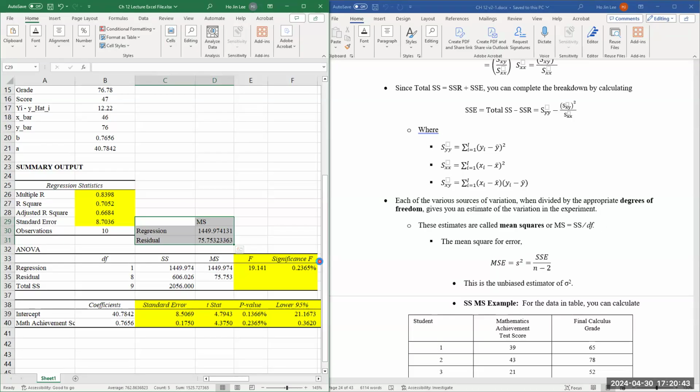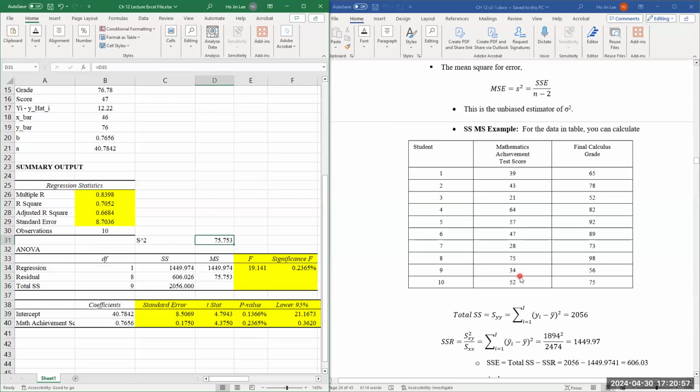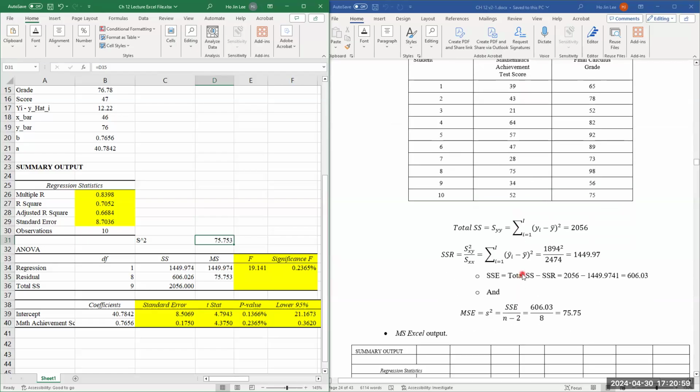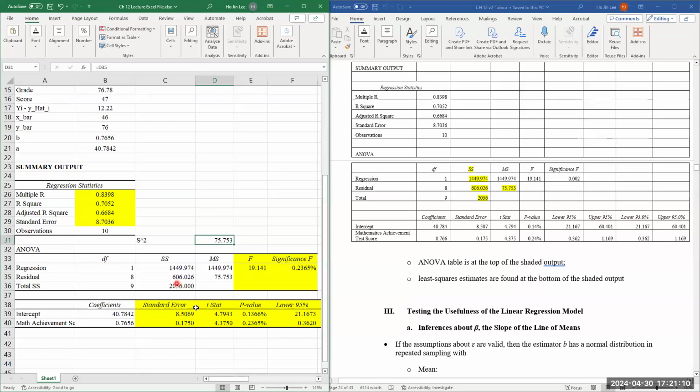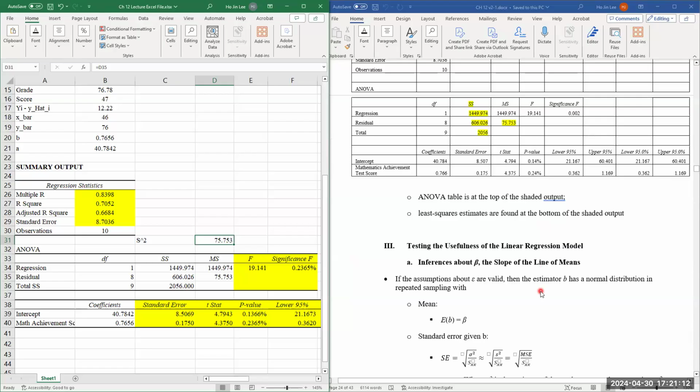So instead of doing this, I'm going to put in S squared, and that is just this guy right here. All right, so there you calculated that. And here's how to do it the long way. We just did it the long way. And here it just shows you what we just did and what we found.